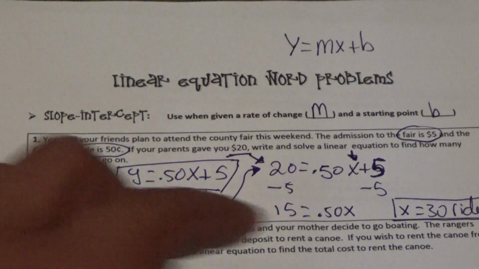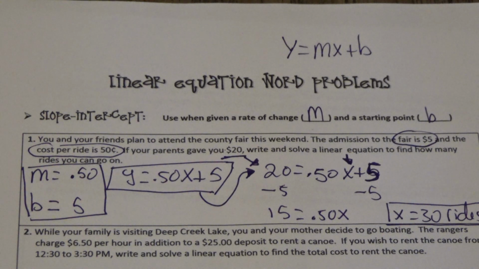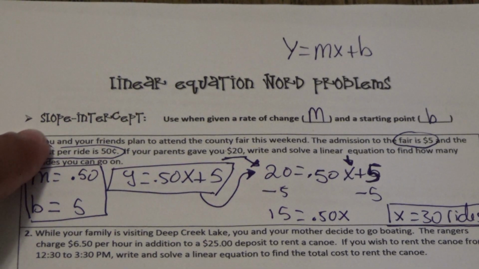Now all I gotta solve is x there. Subtract the 5 and divide by 0.5. So if your parent gave you 20 bucks, costs $5 to get in, and 50 cents per ride, you should be able to ride about 30 rides. That is the first type, slope-intercept.